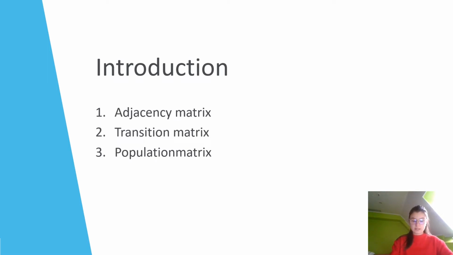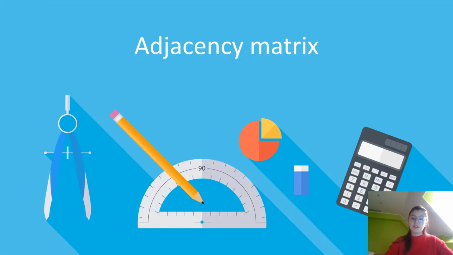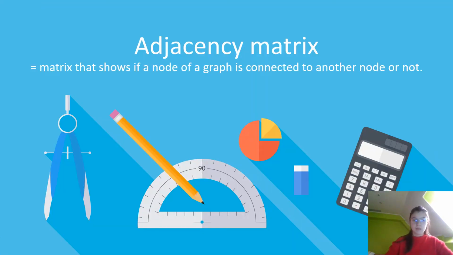We presume in this video that you already know the basic operations of matrices. Each time we make an exercise while we are explaining some theory. Let's go! An adjacency matrix is a matrix that shows if a node of a graph is connected to another node or not.